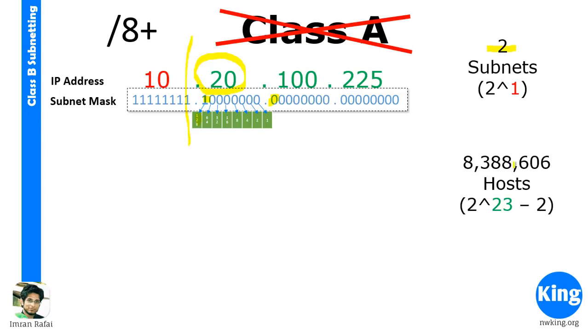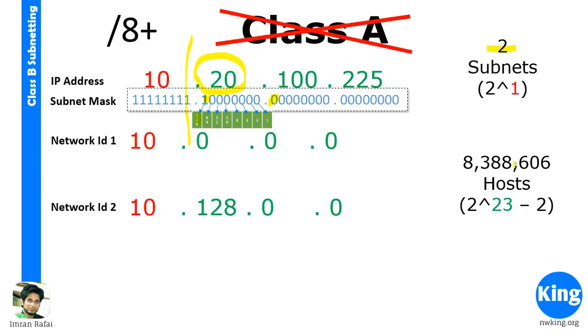Fine, let's get into this question. So what is the network ID of the first network? We know this very well by now. So the first network is making everything 0, so it is 10.0.0.0. How do we get the next network ID? We add the place value of the last bit.